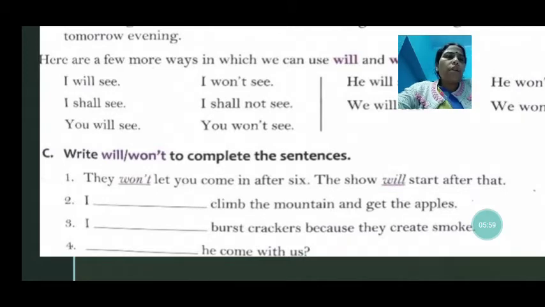Then, I climb the mountain and get the apples. So here what will we use, will or won't? I will climb the mountains and get the apples. Apples are up on the mountain, and I will climb the mountains and bring the apples.